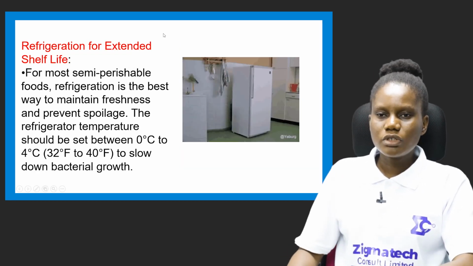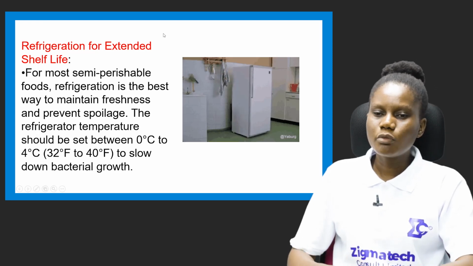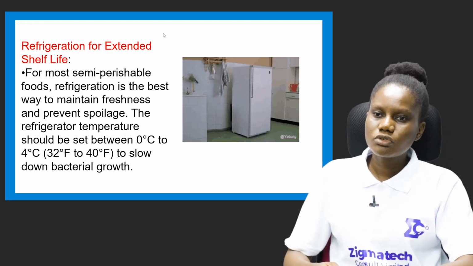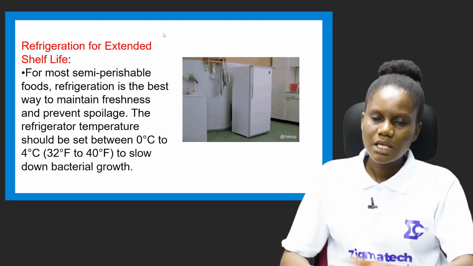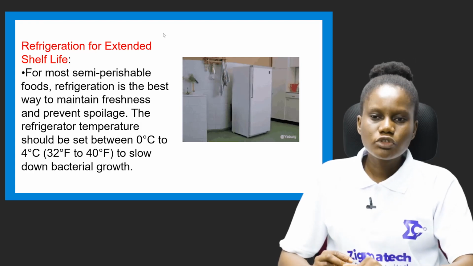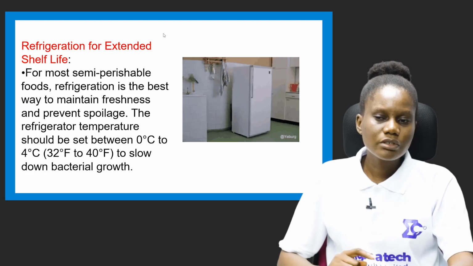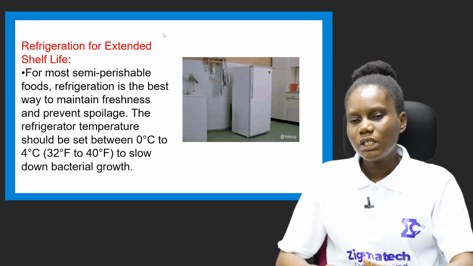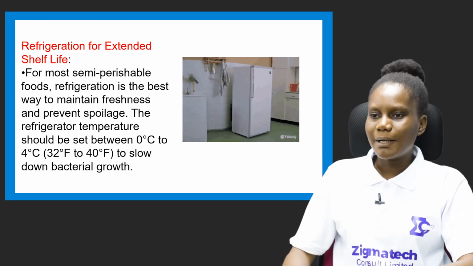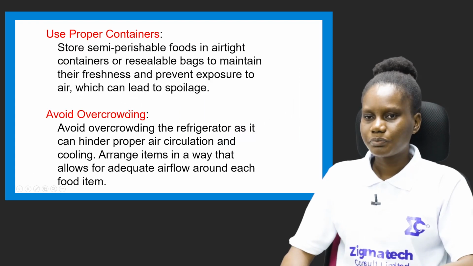The next is refrigeration for extended shelf life. For most semi-perishable foods, refrigeration is the best way to maintain freshness and prevent spoilage. So the refrigerator temperature should be set between 0 degrees centigrade to 4 degrees centigrade to slow down bacteria growth.